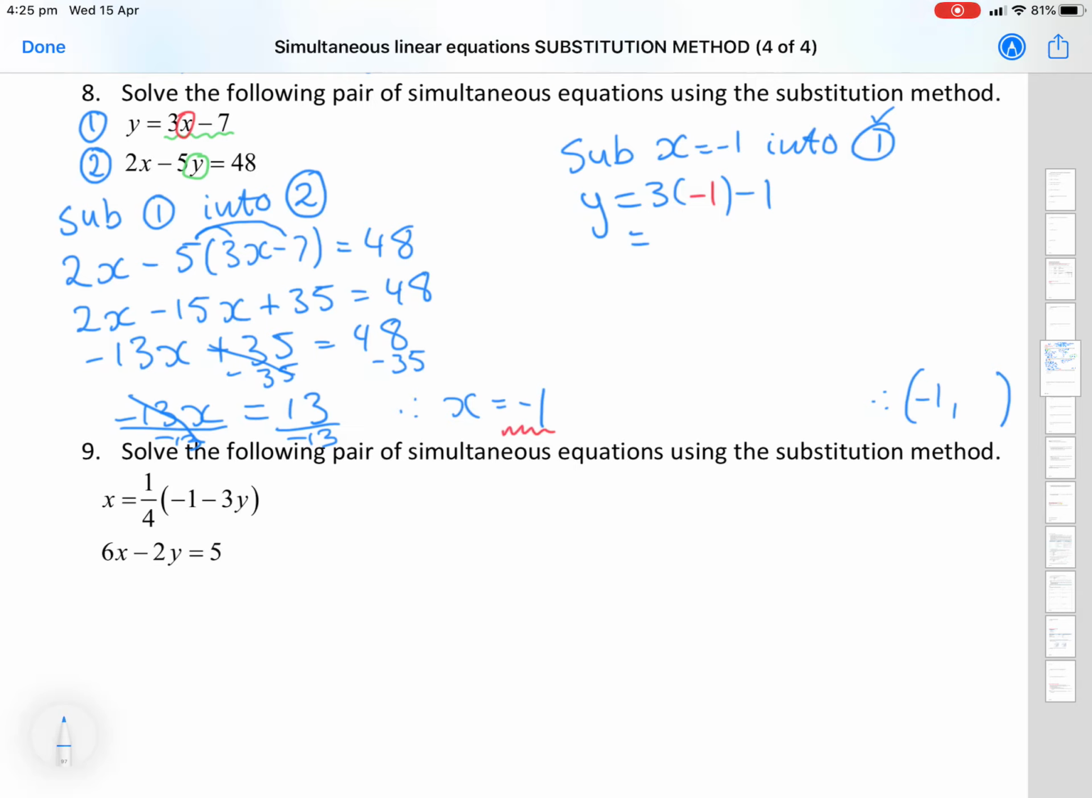So y equals 3 times negative 1, which is negative 3. Negative 3 minus 7 is negative 10. So therefore, y equals negative 10. Okay, so we can write that down here. So when x is negative 1, y is negative 10, that's when these two lines are going to cross. Okay, that is the solution. Alrighty.